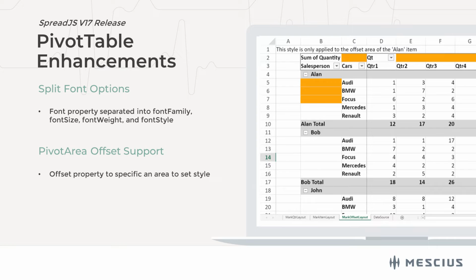SpreadJS also now provides an offset property to style specific pivot areas in a pivot table. You can use this offset to specify the row, column, row count, and column count of the area that you want to style.